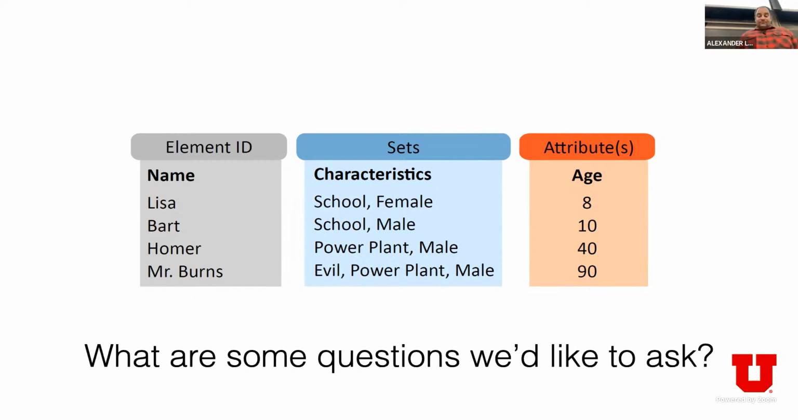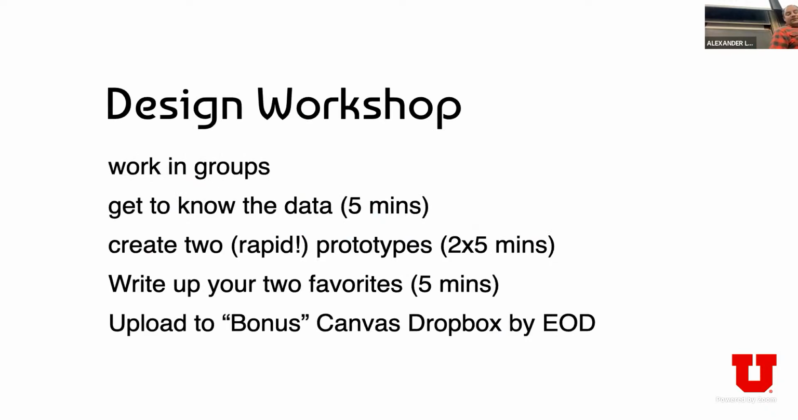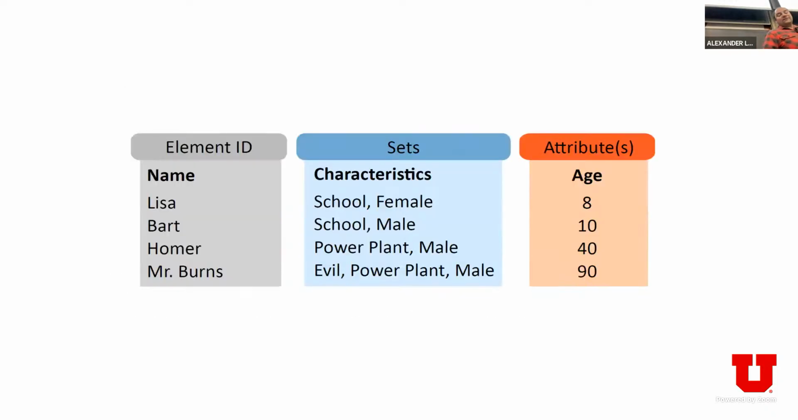And so what are some of the questions that we would like to ask, for example? We could ask, are people that are in school predominantly female, right? Probably not, right? Or are people that work at a power plant predominantly male? Or are people that work at a power plant also in school? These are the kinds of questions that we want to ask. Or we can ask things like, for people who work in a power plant, what is their average age, right? And is that average age different from the people that are in school? So these are the kinds of questions that we can ask.